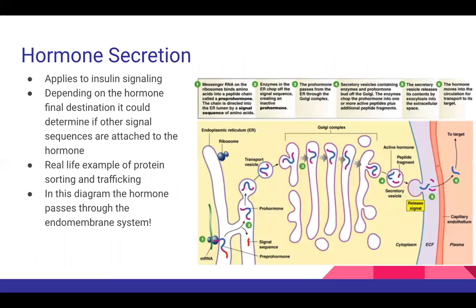Okay. An example of protein trafficking, or trafficking in general in real life, is hormone secretion. Depending on the hormone's final destination, it can determine if other signal sequences are attached to it. I don't think hormones are proteins, so it's just an example of sorting and trafficking. You can see how the endomembrane system is being used here: you have the ER, the Golgi, and the vesicles, and the hormone just goes through the endomembrane system. But I think the hormone is a protein here because it seems to be translated by the ribosome. So yeah, the hormone is a protein in this one.